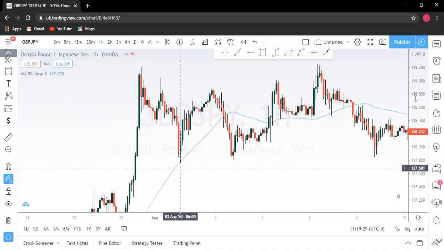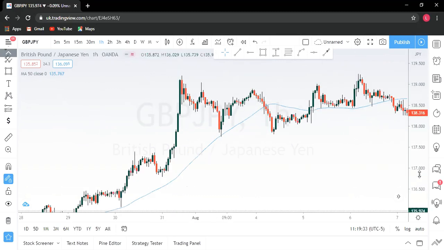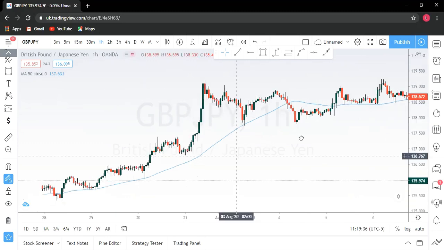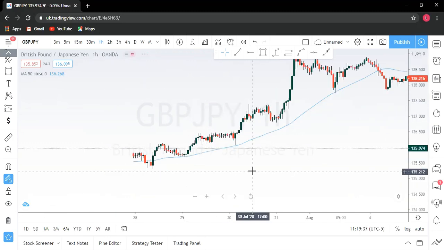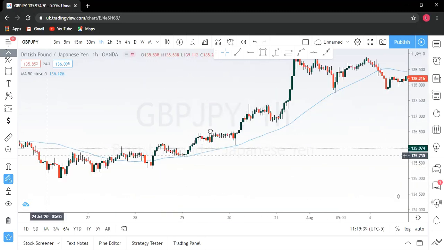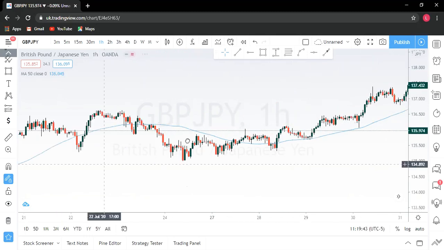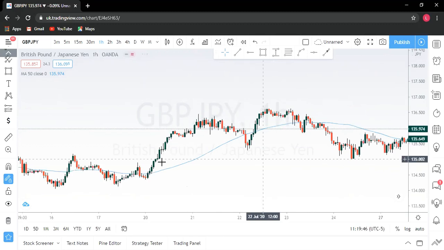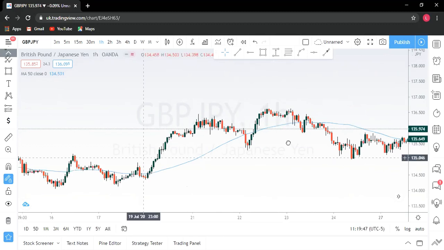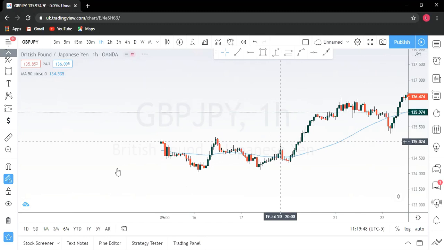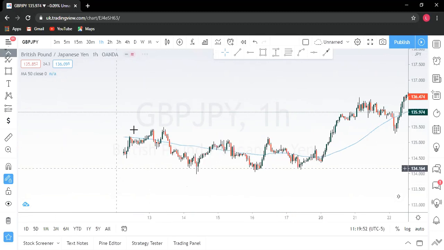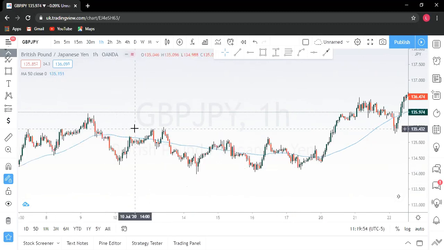Because one thing I want you to understand is, not all support and resistance, after breaking it, will come for a retest. You understand? I've actually seen a lot of support and resistance that did not even come back to retest. Do you understand? It is not all support and resistance that will come back and retest.